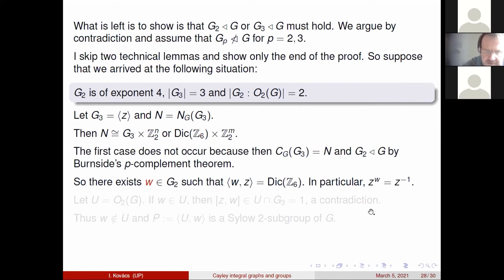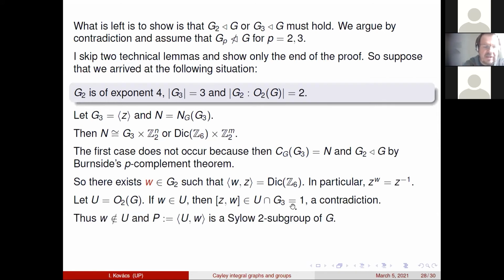Now let's study this W further. Let us denote by U the largest normal 2 subgroup. If W were in U, then you could show, because U is normal and also by this inverting property, that the commutator element would be counted in the intersection, which is not possible. So that means this W is not in U, but U has index 2 in the Sylow 2 subgroup. So if you take the group generated by U and W, this is a Sylow 2 subgroup of your group.